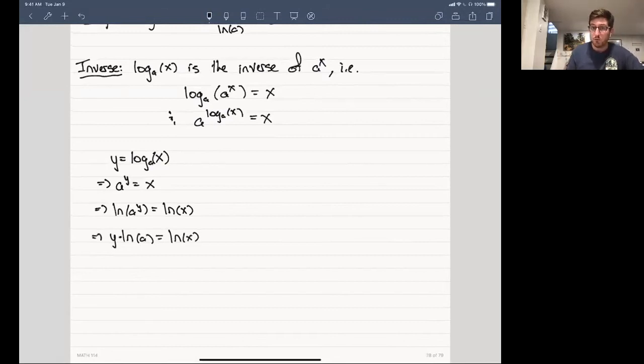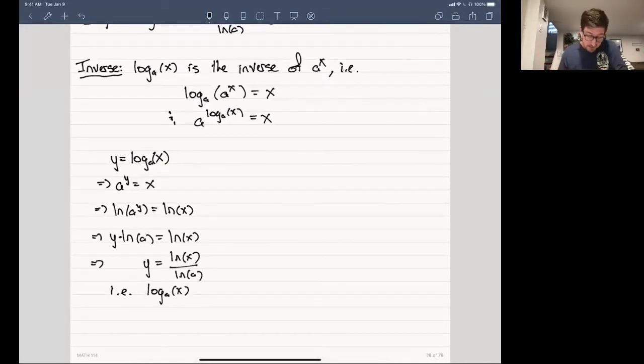I believe this is property 4. And this tells me that y is equal to ln x divided by ln a. So this inverse function that I just gave a name to, I didn't really say it existed or anything. Well, here it is. It's just determined in terms of the natural logarithm. And so sometimes we call this the change of base formula.